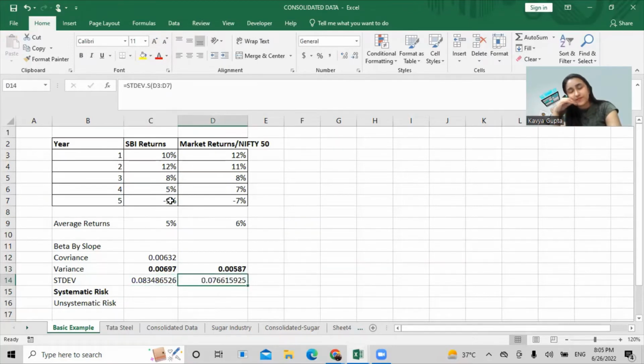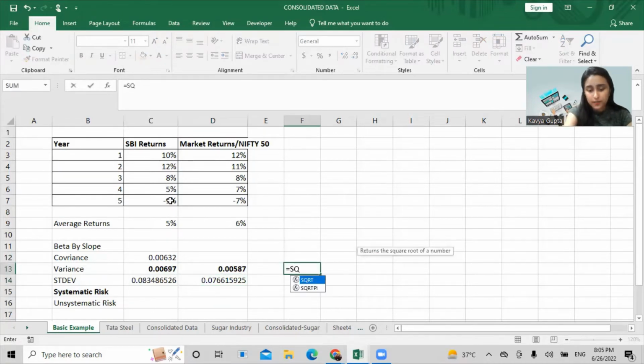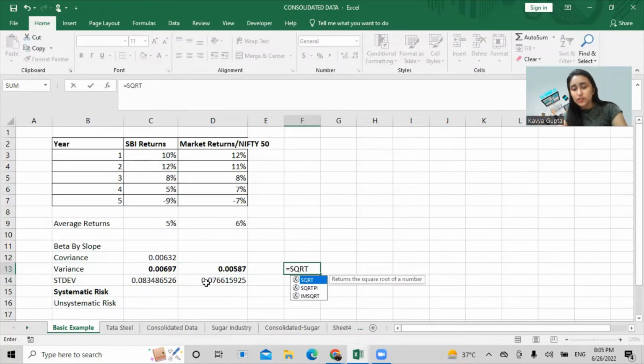Square root. How do we calculate the square root in Excel? SQRT. So SQRT is the function to calculate the square root.